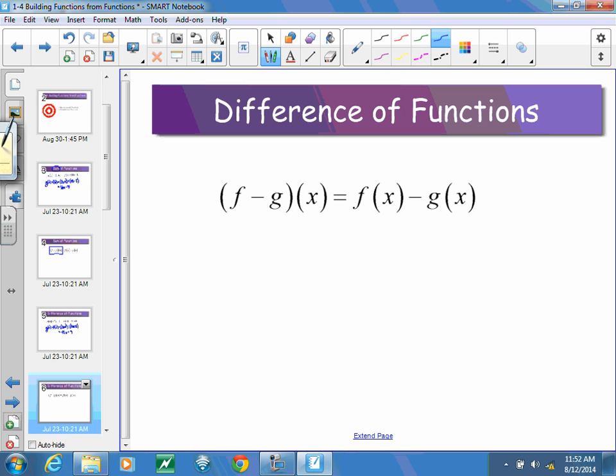A different way that you'll see this written, just like the sum of two functions, is you might see f minus g in the parentheses on its own. Understand that's the same thing as just taking the two functions and subtracting them.